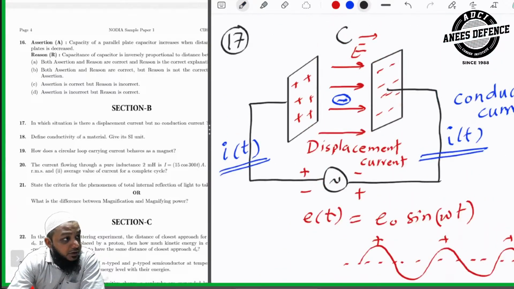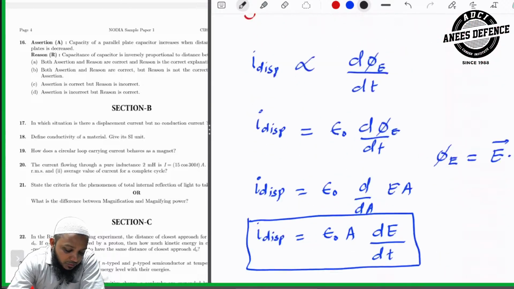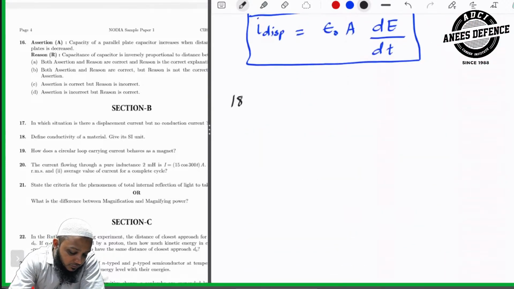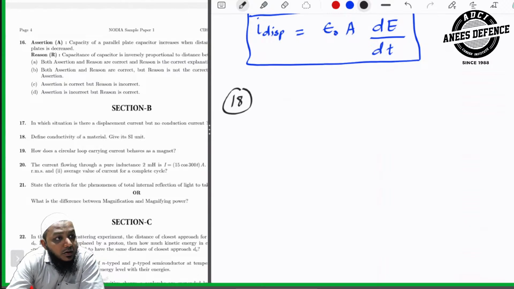Have you understood or shall I repeat? Okay. Now it's question number 18. Moving to question number 18. Define the conductivity of material. What do you mean by conductivity?